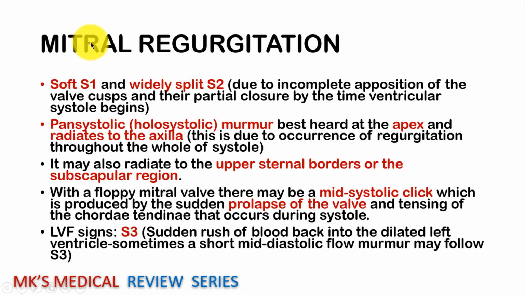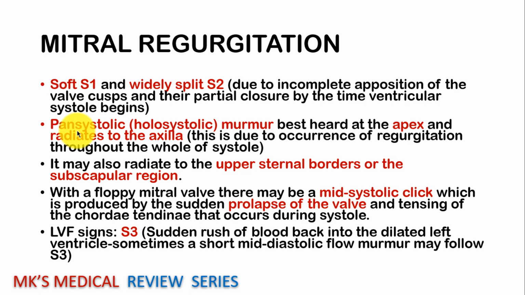So the sound of mitral regurgitation is going to be a soft S1, and sometimes a wide split S2. This is often due to incomplete apposition of the valve cusps and partial closure by the time the ventricle begins to contract. And then, of course, the murmur that's characteristic with mitral regurgitation is a pansystolic or holosystolic murmur that is heard best at the apex and radiates to the axilla. This murmur every student should know. A pansystolic murmur heard best at the apex and radiating to the axilla.